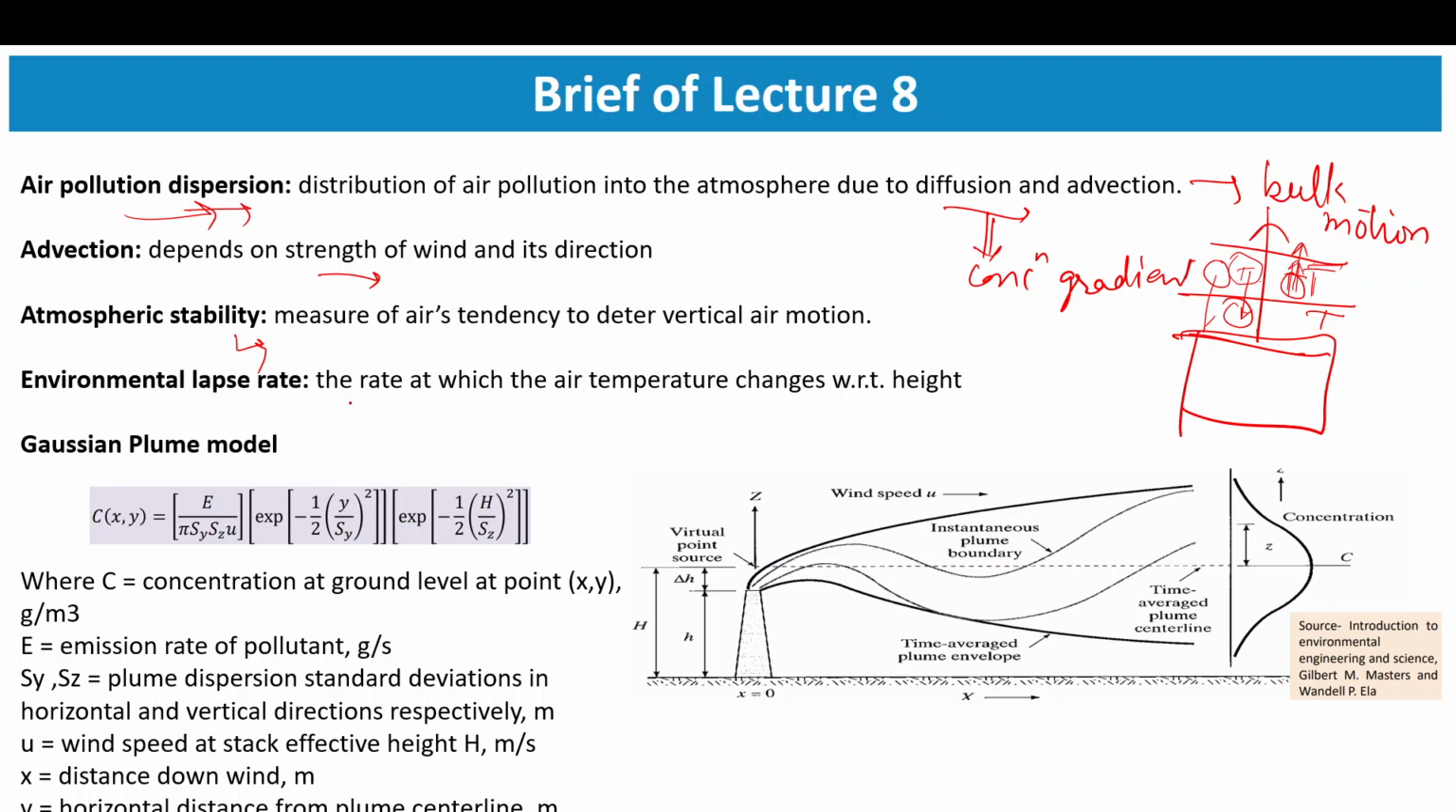And as you move upward, the gradient in temperature that you observe is known as lapse rate, which is the rate at which air temperature changes with respect to height. So dT by dh is the lapse rate.